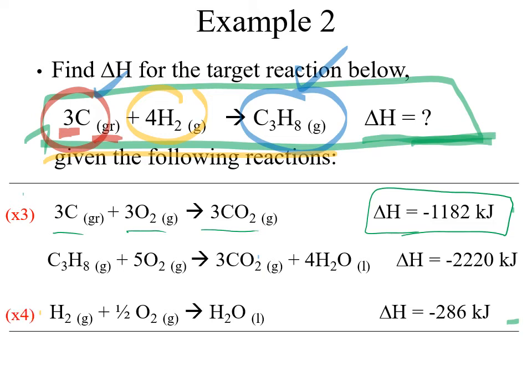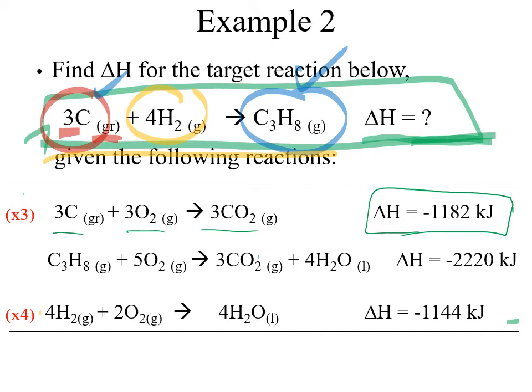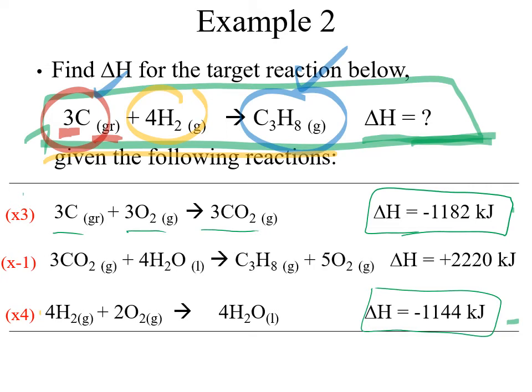Let's multiply the bottom one by 4. And again, the delta H gets multiplied by 4. And the middle one, we have to flip it, or let's say multiply by -1. And so we end up with the exact same reaction, just flipped around. And again, the delta H is also going to be flipped.